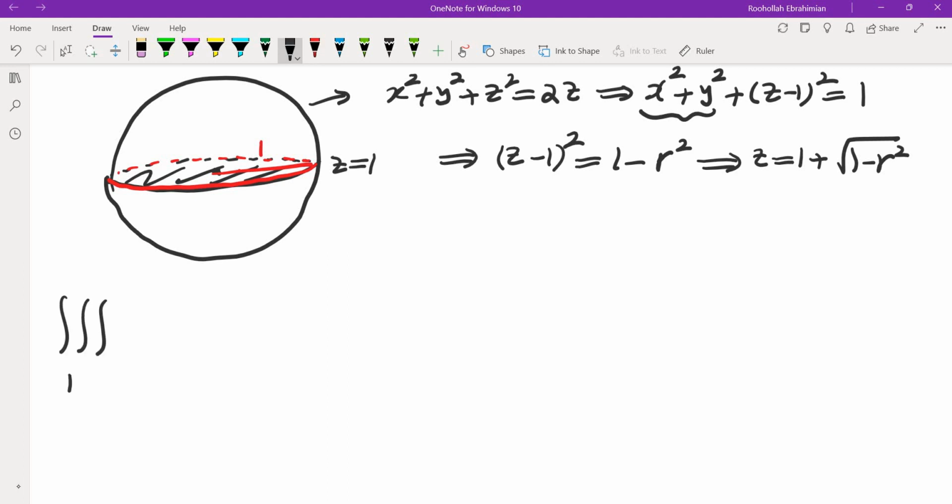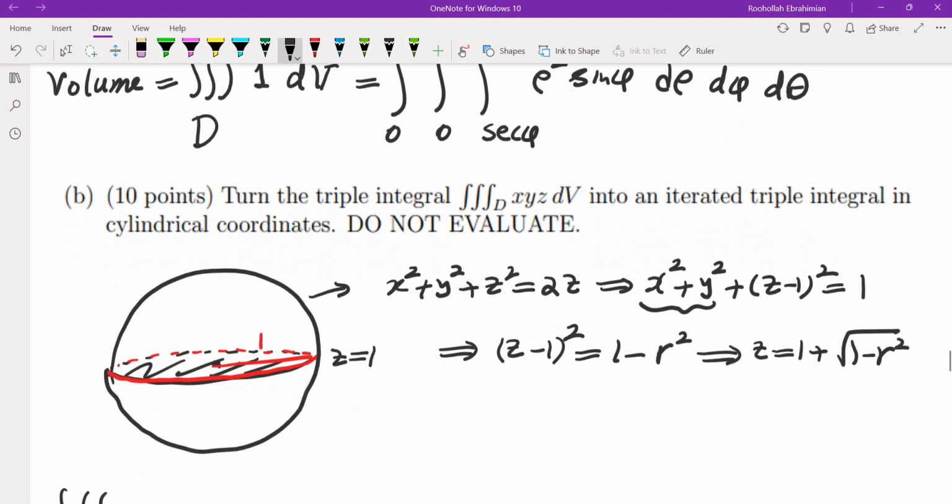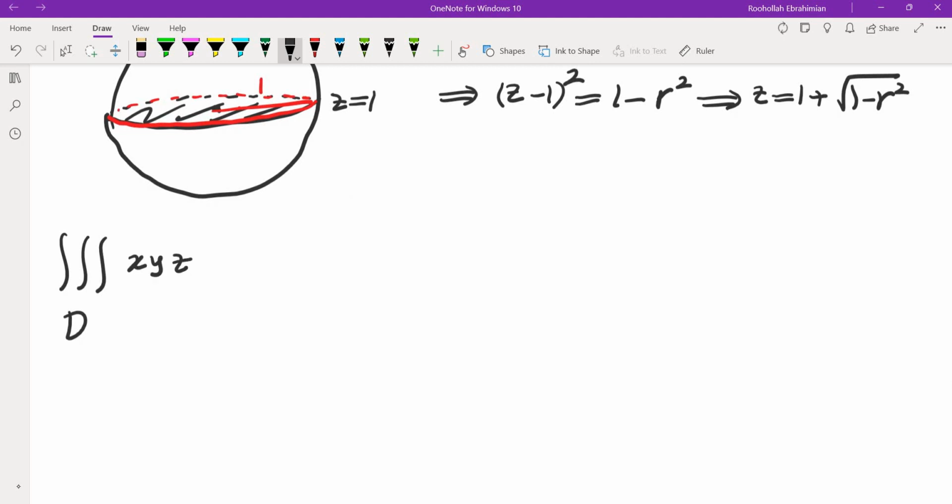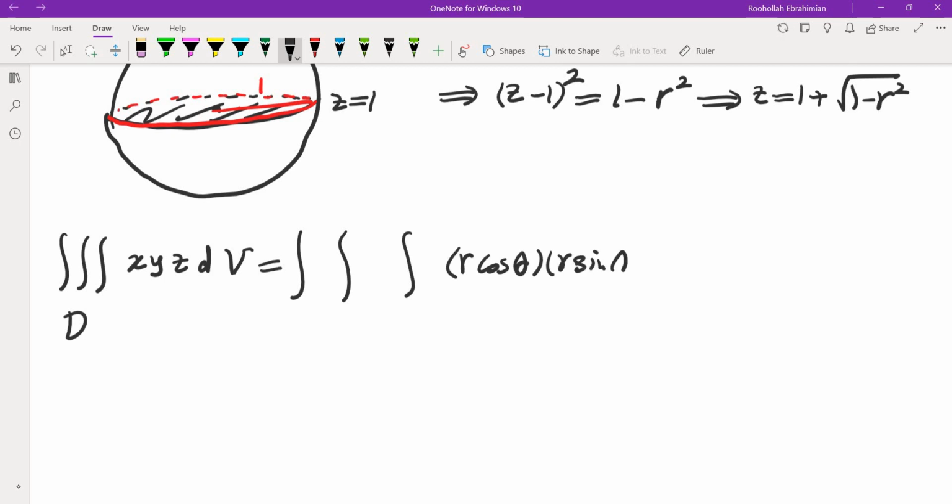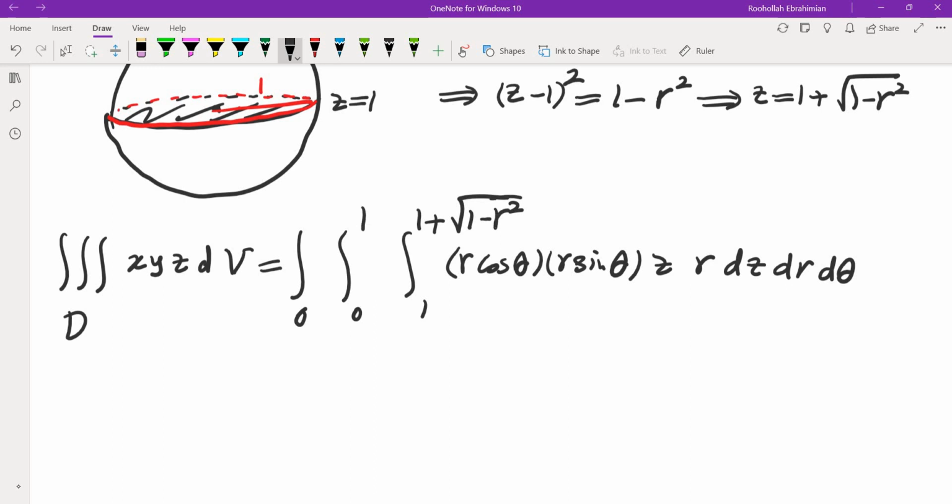So the triple integral of xyz dV is going to be, so x is r cosine of theta, y is r sine of theta, z is z, r dz dr d theta. Limits of z are from the bottom of 1 to the top of 1 plus root 1 minus r squared. Limits of r from 0 to 1, and limits of theta from 0 to 2 pi.